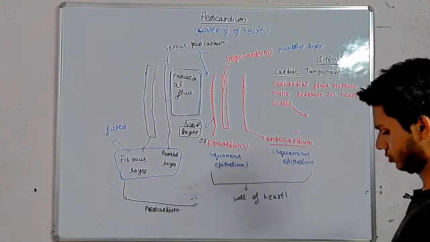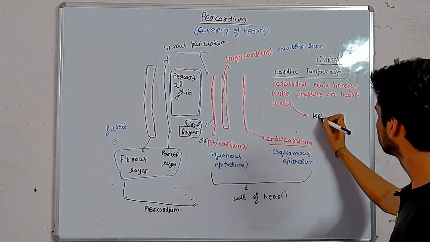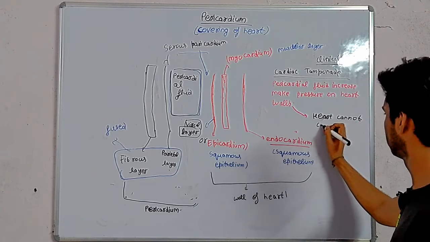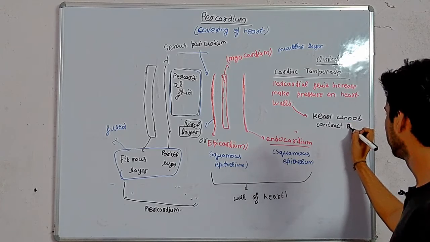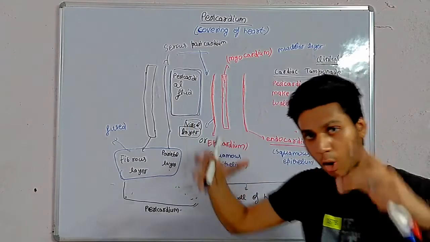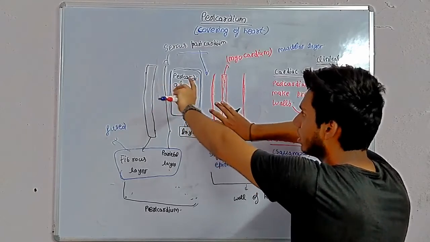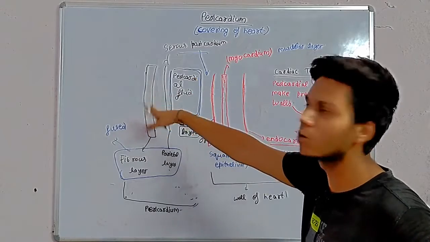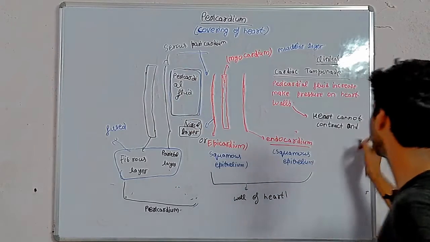Due to this, the heart cannot contract and relax, because the heart also needs some space. This space is filled by pericardial fluid. If it increases, it pushes the walls on both sides, but mostly it pushes our heart. It has not much effect on the back side, but it has much effect on the heart, which has to contract and relax.